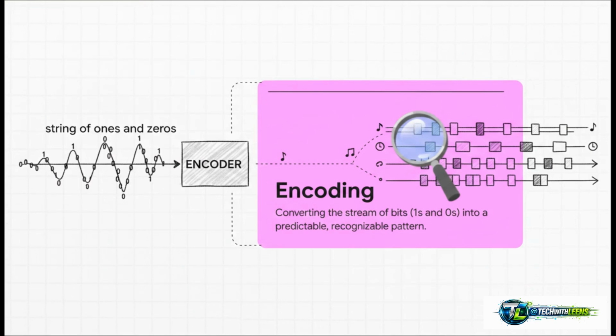Next, we've got encoding. Now, if the ones and zeros are like musical notes, you can think of encoding as the sheet music. It takes what would just be a chaotic jumble of bits and organizes it into a nice, predictable pattern. This makes sure that the device on the other end knows how to read the music correctly.